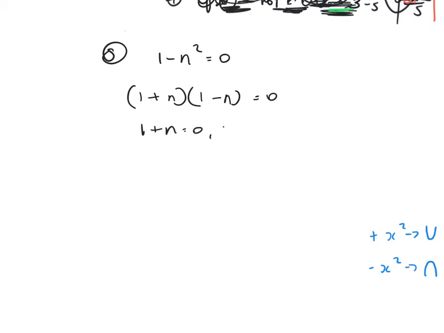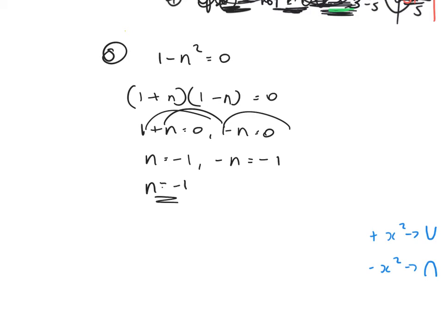Okay, let's try an example 5. Example 5: 1 minus n squared equals 0. No common factor going, but it's a difference of two squares. So bracket with a plus, bracket with a minus, square root of 1 is 1, square root of n squared is n. So I've got 1 plus n equals 0, 1 minus n equals 0. The 1 goes over, n equals minus 1. The 1 goes over, minus n equals minus 1, which means n would be equal to 1. Again, what's another thing to think about?